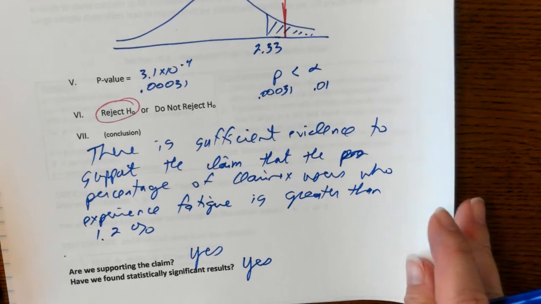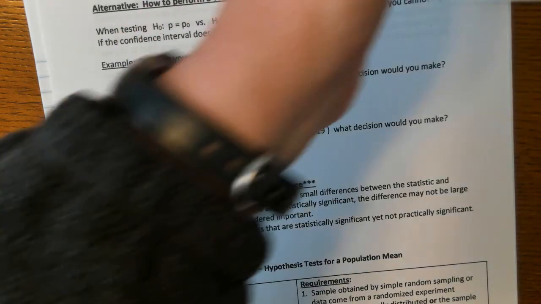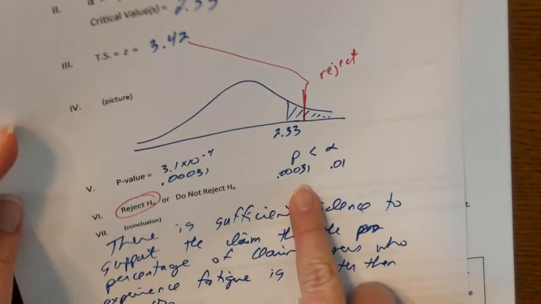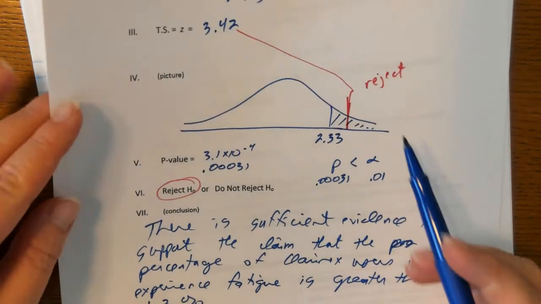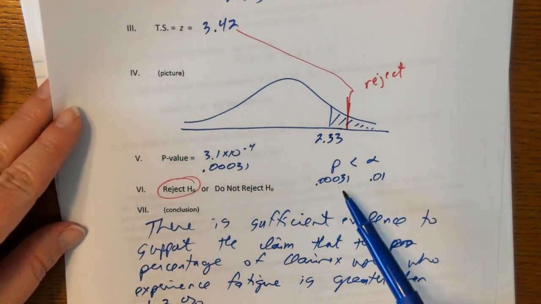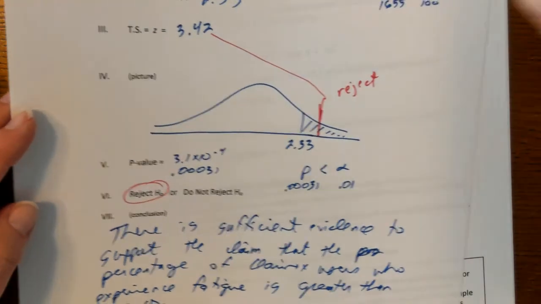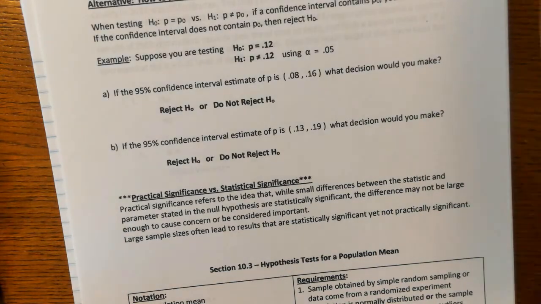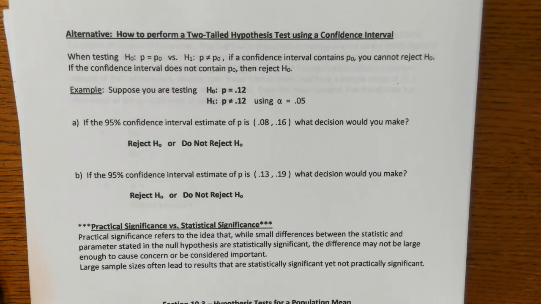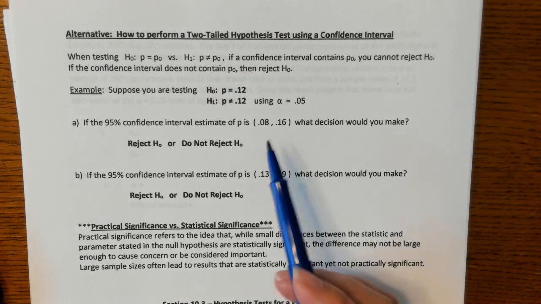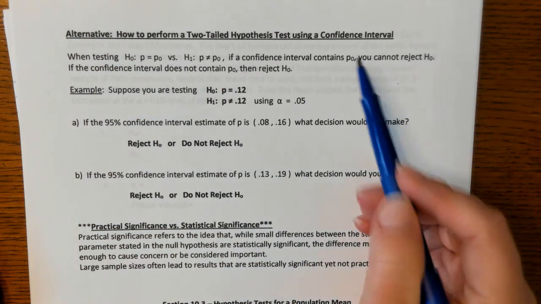Okay, we mentioned in 10.1 that there was a third method. So far we've been using rejection region and p-values to make our decision, and we noticed that rejection region and p-value always lead to the same conclusion, whether it's reject or do not reject. But there was a third way that we could make our conclusion, and that was with confidence intervals.